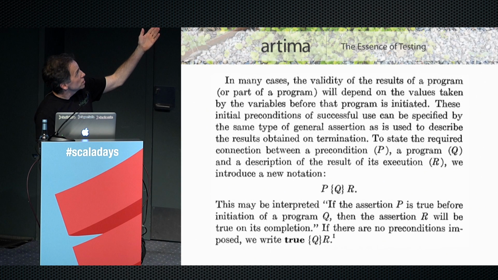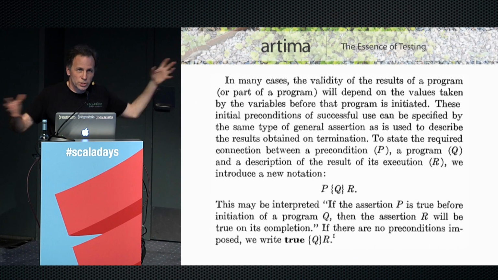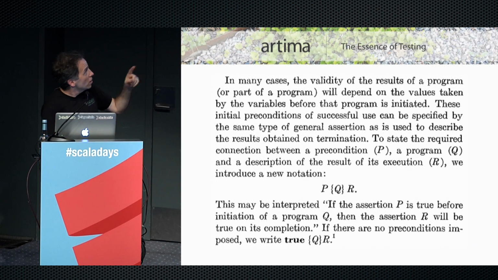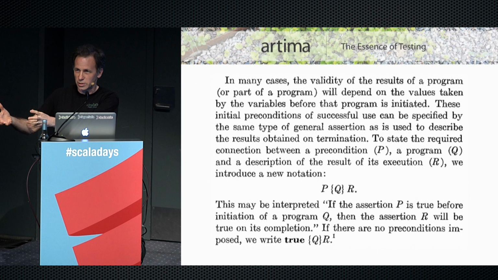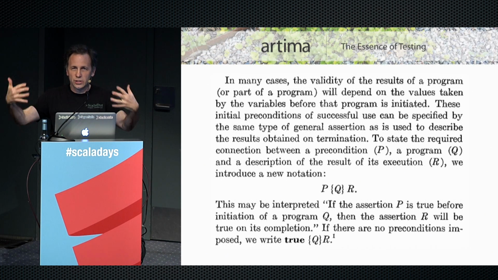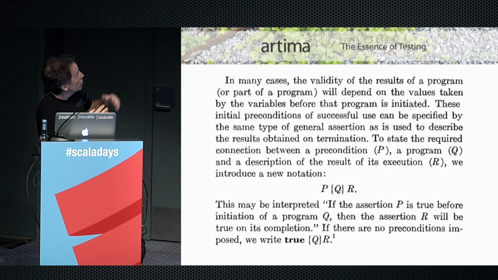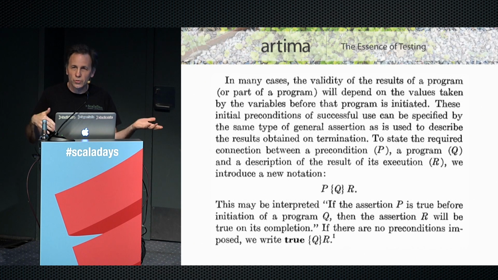P is the precondition assertion, which he uses logic to describe, and the R is what he calls the description of the result of execution, which is also an assertion expressed in logic. And then Q is the action that the program takes. So he says the way you can interpret this is if the assertion P is true before the initiation of a program Q, or some piece of a program, like a function, then the assertion R will be true on its completion. And if there are no preconditions, then you just say true QR, because true will always be true.